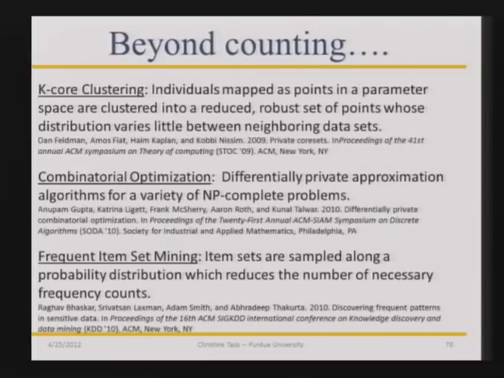Okay, that's what we can do with counts, but although this talk hasn't really led you to believe that, there's a lot of things we can do besides counts, too. Some very intricate, messy things. One of my favorites is K-core clustering. This is where you have individuals mapped as points in some parameter space. Or you can just think of this as points across a plane, and we want to form them into groups. Actually, an n-dimensional space, but we want to form them into groups.